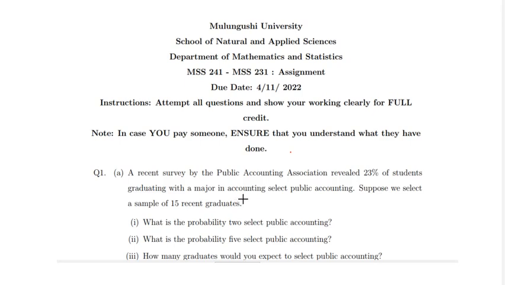So I'll go directly to the first question, and it says, a recent survey by the Public Accounting Association revealed 23% of students graduating with a major in accounting select public accounting. Suppose we select a sample of 15 recent graduates. 1, what is the probability that none select public accounting? 2, what is the probability that 5 select public accounting? 3, how many graduates would you expect to select public accounting?